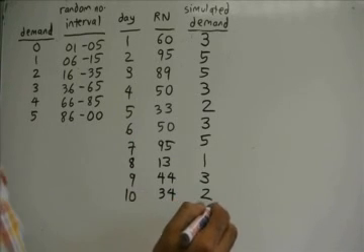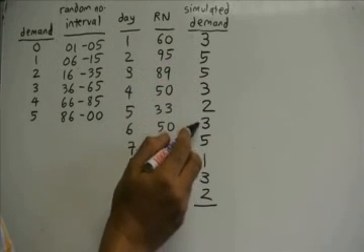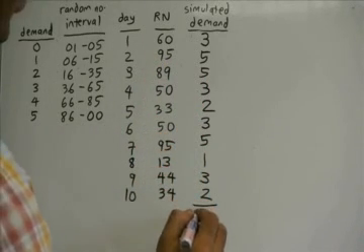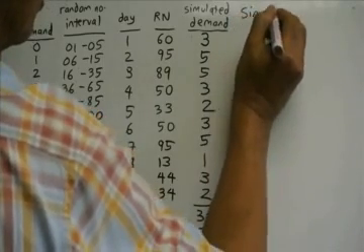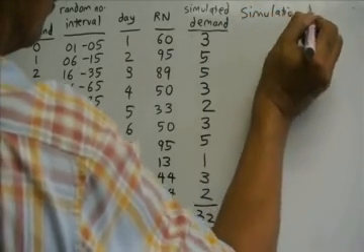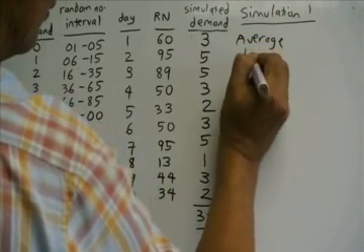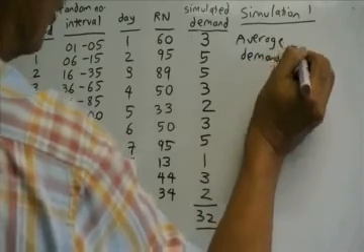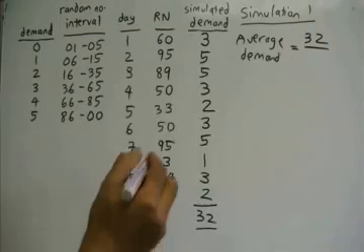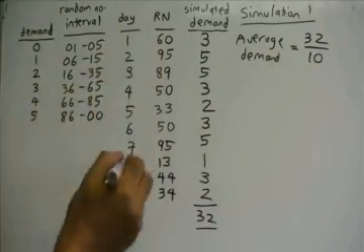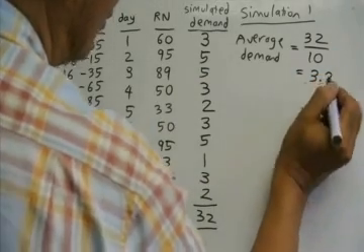Okay. Let's say I want to find the average demand per day. So I find the total demand, which is 3 plus 5, 8, plus 5, 13, 16, 18, 21, 26, 27, 30, 32. So for this simulation, the average demand equals the total, which is 32, divided by 10 days, because the simulation is for 10 days. Which equals 3.2.